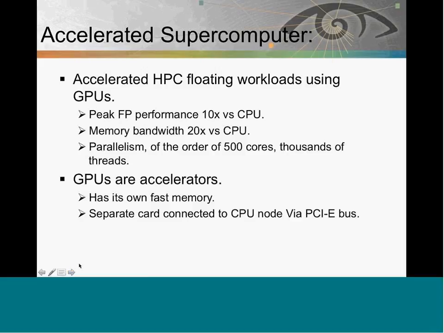When we talk about a GPU supercomputer, that means each node may have a GPU attached to it. In this case, it increases your floating point performance by 10 times and memory bandwidth by 20 times, and the parallelism per node is on the order of 500 cores, because even if you take the example of NVIDIA Tesla, it has 512 cores.